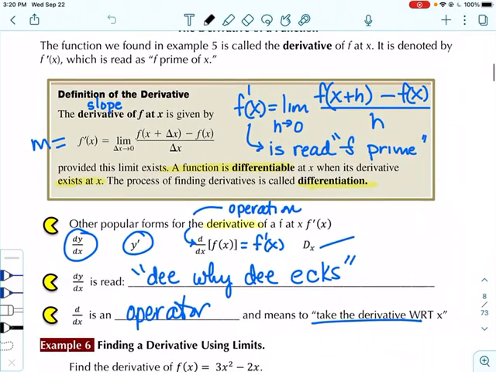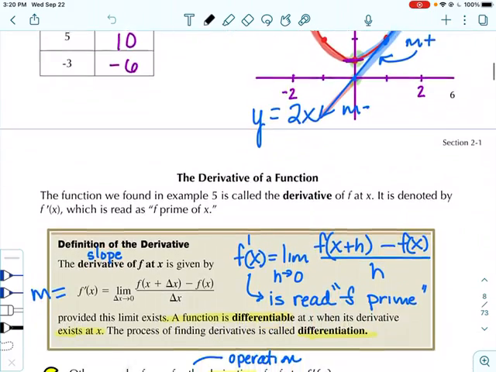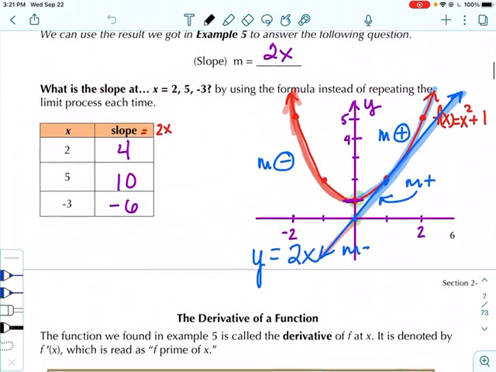Hello, kids. I'm going to pick up with the chapter 2 notes, section 1, and we left off at the derivative of a function. And the function we found in example 5 is called the derivative of f at x. So let's just scroll back to that one very quickly.